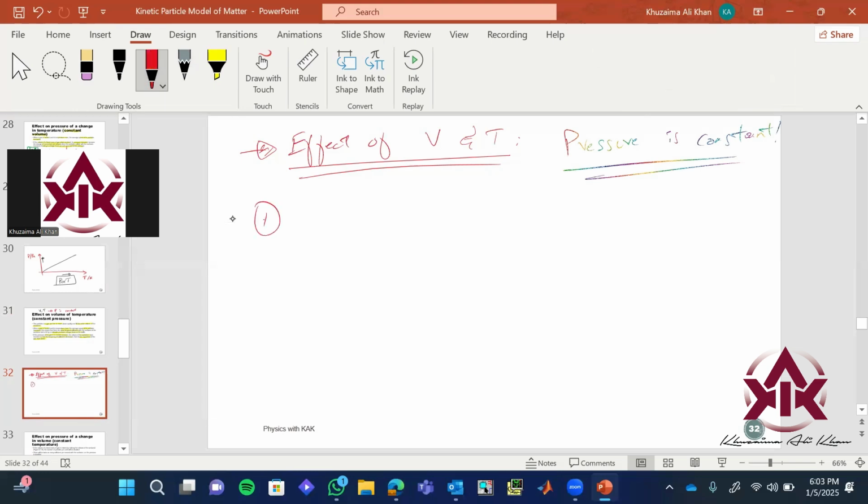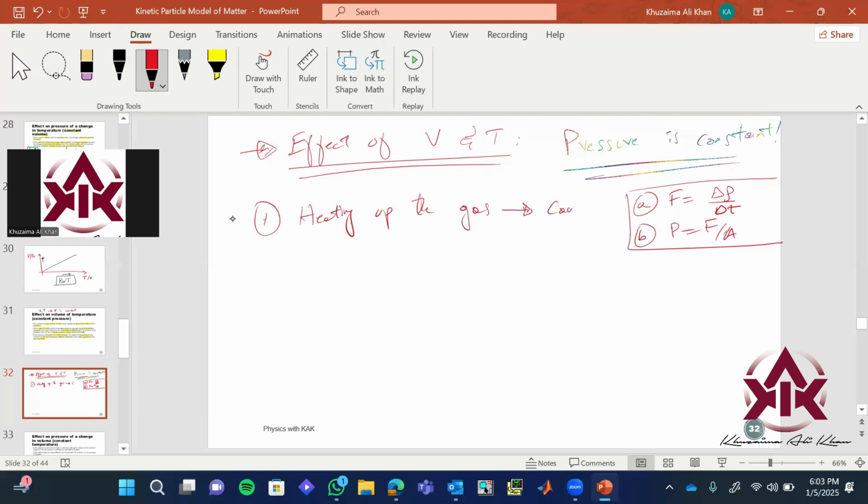So again, we have a gas. Don't forget the formulas over here. We'll use these two formulas: force is the rate of change of momentum, and pressure is force per unit area. Okay, let's start. We're heating up the gas. Heating up the gas does what?